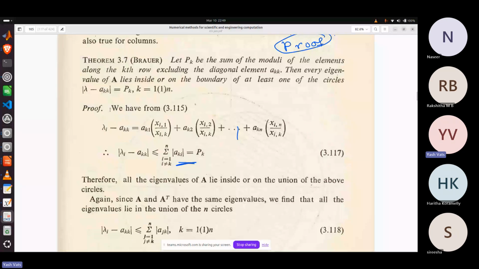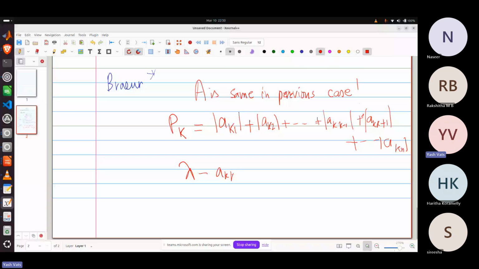So if lambda is an eigenvalue, then it must lie in this kind of region. I take this akk with the lambda and say that the absolute value of lambda minus akk should be less than or equal to Pk. And Pk is your remaining term, that we have already defined. So it gives a bound, right?